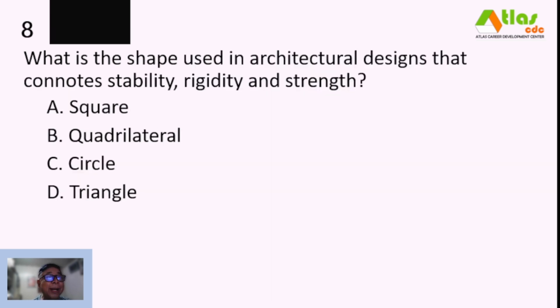Number 8. What is the shape used in architectural design that connotes stability, rigidity, and strength? A. Square, B. Quadrilateral, C. Circle, and D. Triangle.